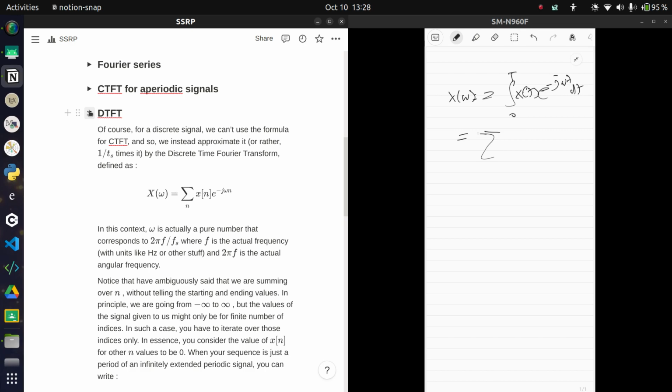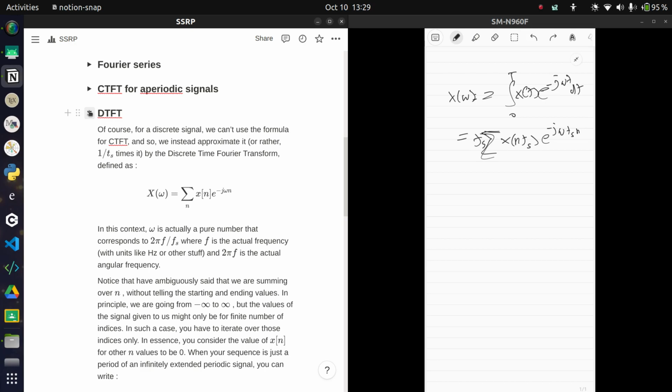So what you will do is break it into a bunch of rectangles, so you approximate it like that, and then you've got x of n Ts, and then e power negative j omega Ts n, and then instead of this dt, you just forget the dt completely. In essence, your dt would in fact be Ts, isn't that right? So this would be Ts, but what we actually do is forget it completely. So this is what we call the DTFT, while it should really be Ts times that for it to make sense, but in any case, we just forget it.